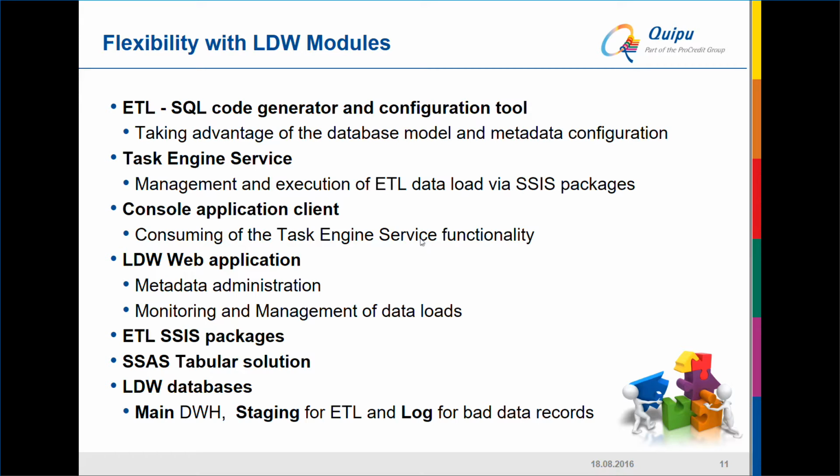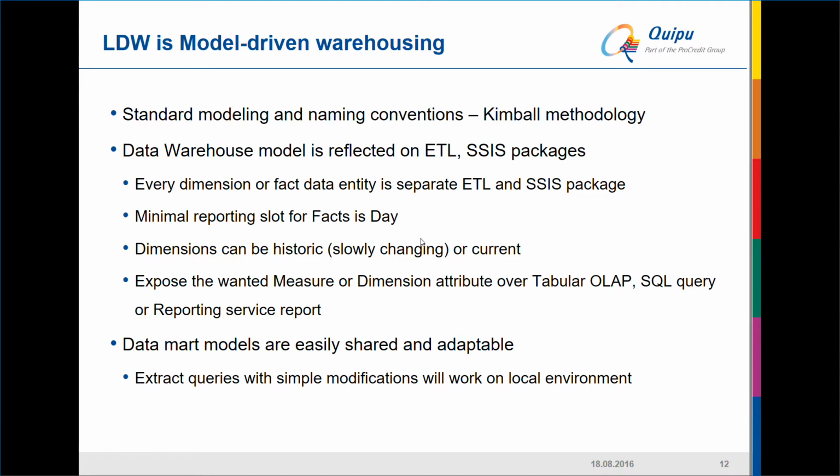ETL is communicating with the source and destination databases, as well as with staging and log databases. All of these tools combined together enable high flexibility and fast development of a local data warehouse. Using the Kimball methodology makes the Infoware Local Data Warehouse very efficient for agile development, and the model understandable and standardized. Each data entity can have one or more ETL processes, where dimensions can be historic or current, and fact tables related with day or month timeline units. Different data mart models of the warehouse can easily be shared or adapted between Infoware and the local data warehouse.